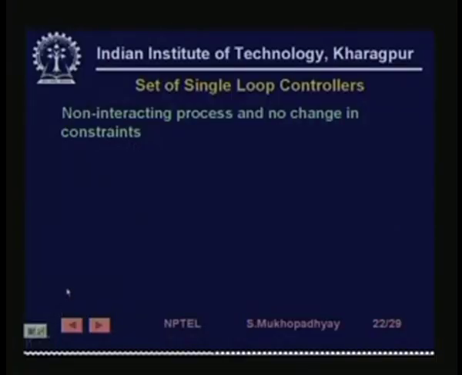Similarly, suppose we have 2 options. We actually have to simultaneously control a number of process variables. What are our options? Either we could use a set of single loop controllers, that is manipulated variable A controls variable B, manipulated variable C controls variable D. So A to B, one single loop controller gives feedback of B and drives A, gives feedback of D and drives C. So you have a set of single loop controllers.